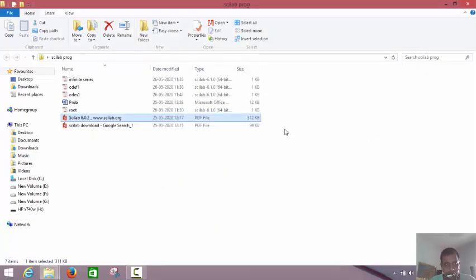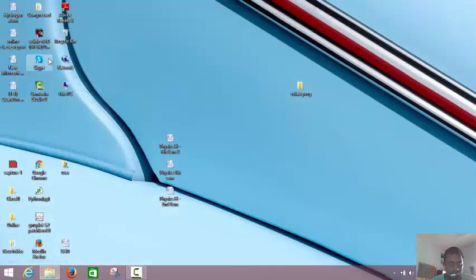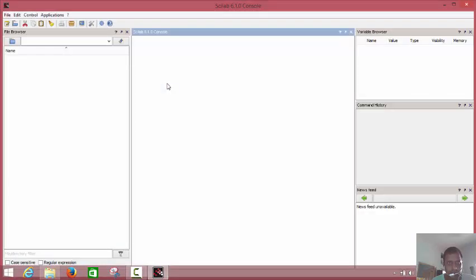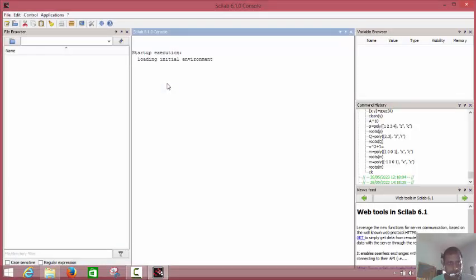The particular version will be downloaded, and the shortcut will be created on the desktop. The shortcut will look like this, and when you open it by double clicking, it will take a few seconds to open, and it will look like this.